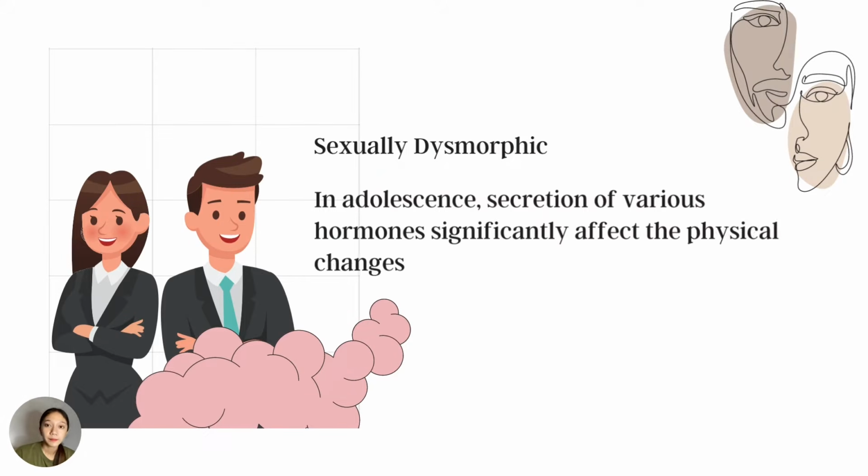Humans are said to be sexually dimorphic. Okay, ano ba yung sexually dimorphic? It is the difference between the size and the appearance of males and females. So accordingly, males are taller, mas mataas daw yung males.